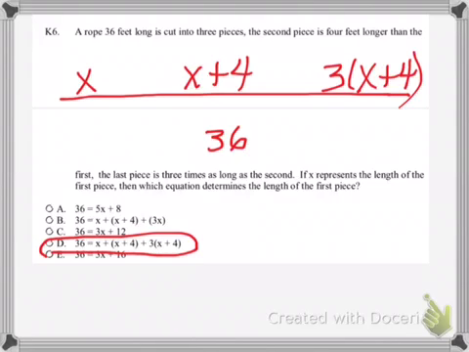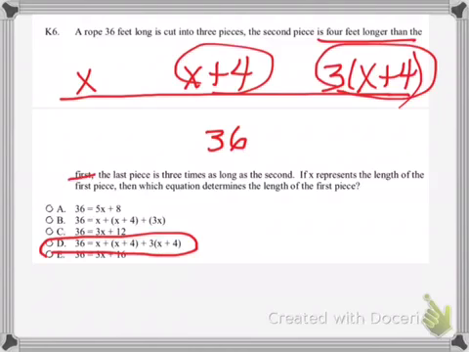Number 6, a rope that is 36 feet long is cut into 3 pieces. The second piece is 4 feet longer than the first. That's why I wrote x plus 4. The last piece is 3 times as long as the second. So I said 3 times (x plus 4). If x represents the first piece, which equation determines the length of the first piece? So you add all 3 pieces together, and you set them equal to 36. So the answer choice is D.